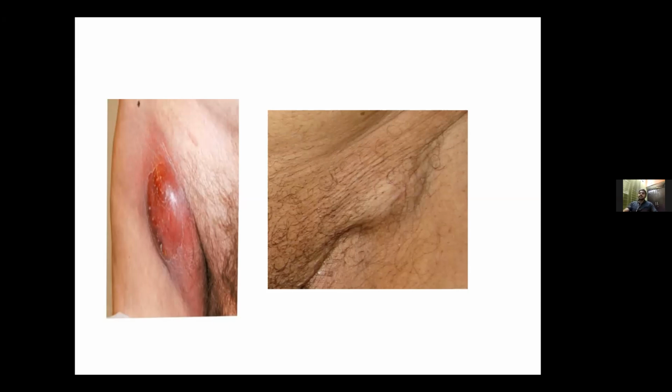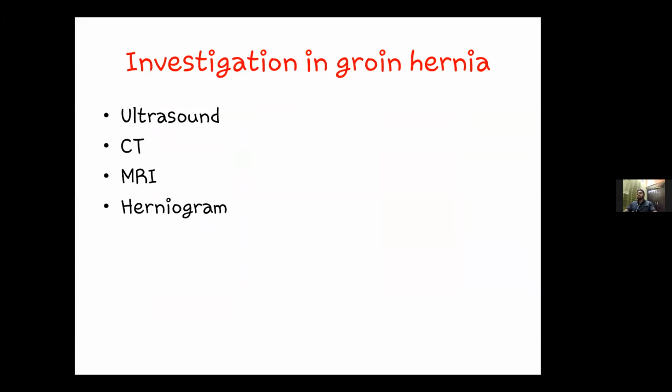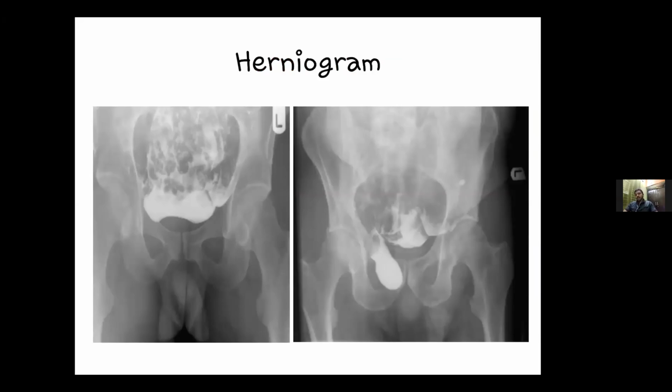In these cases, the help of imaging comes into play, which aids in the exact diagnosis of the type of hernia. This includes ultrasound, CT, MRI, and herniagram. This image depicts the herniagram. First, you go to ultrasound. Why do you want to do ultrasound? Go back.